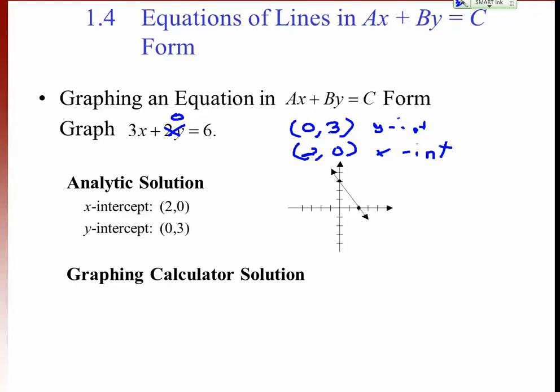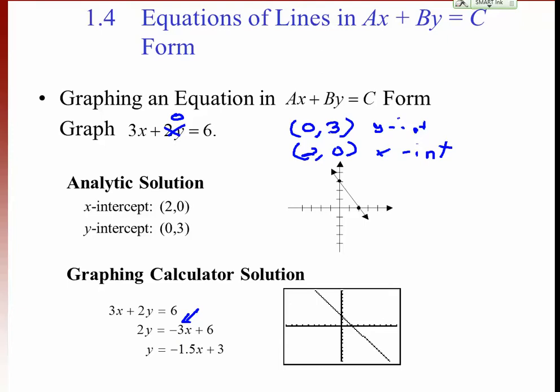For the calculator solution, though, you have to solve for y. The calculator doesn't really recognize it. You have to put it in the slope-intercept form. So we try to get y by itself. We subtract 3x from both sides. That's what they did here. Then divide everything by 2, and you get y equals -1.5x plus 3. Graph that. It looks like this. So if you want to graph it on the calculator, you have to get into the slope-intercept form. If you want to graph it by hand, you just need to find the intercepts.